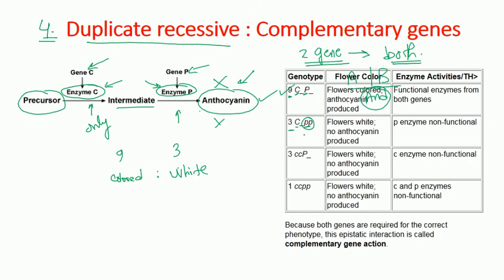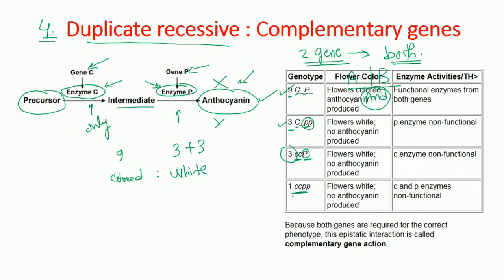So white flower is 3. The third one, again 3 out of 16, has small c in one locus and capital P is present. So here we have only one dominant allele, that is capital P, but capital C is absent. So again no anthocyanin will be produced. So again 3 flowers will be white.